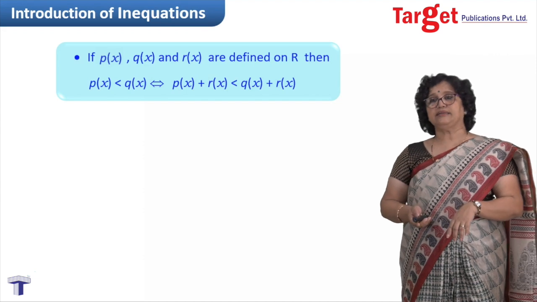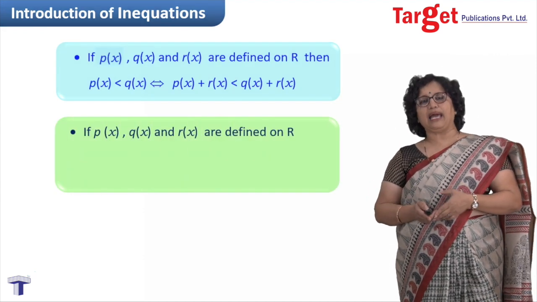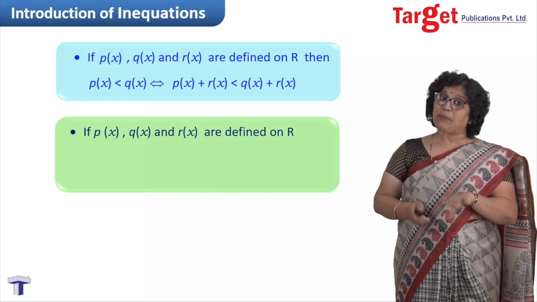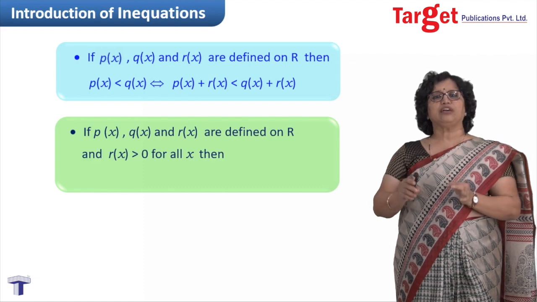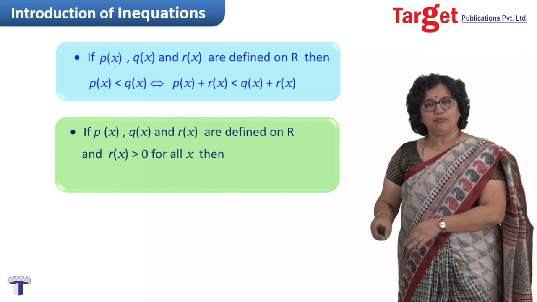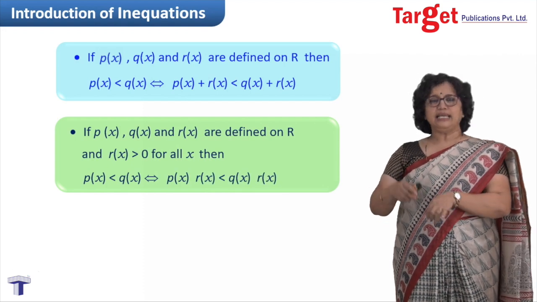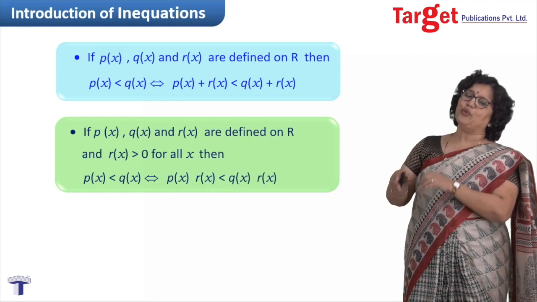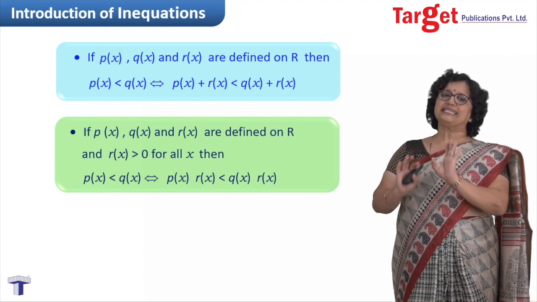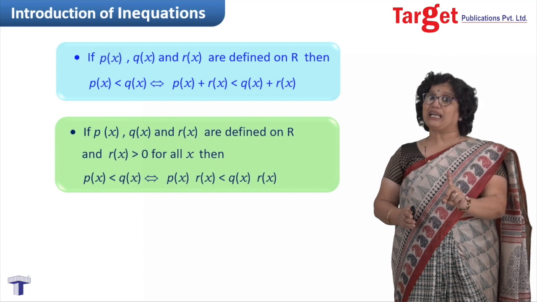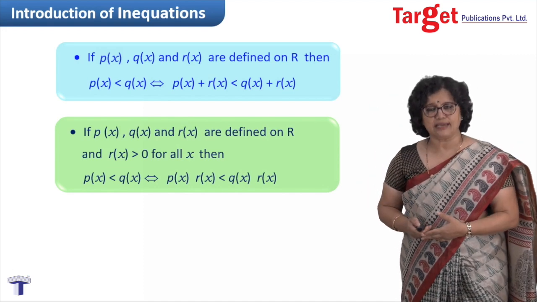Now next is, if I have px, qx, rx, three quantities and I multiply by rx, can I multiply straight away? If rx is positive, then the same inequation sign would be retained. Means if px is less than qx, then px into rx is still less than qx into rx. Means multiplying by a positive quantity is easy. If you are multiplying by a negative quantity, then you have to remember that you have to change the inequation sign.